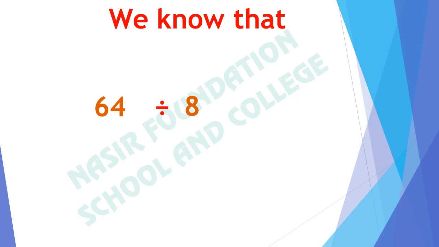We have to divide 64 by 8 and then we will divide the answer by 2. There are two same operations, so we will start from left. We will divide 64 by 8. If we divide 64 by 8, we get 8. Now we will divide this 8 by 2. If we divide 8 by 2, we get 4. 2 into 4, we get 8.